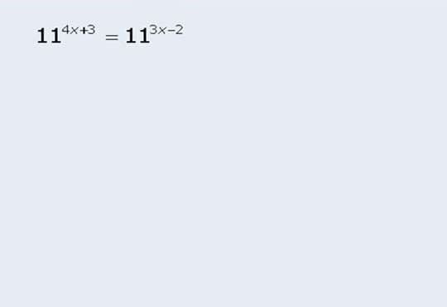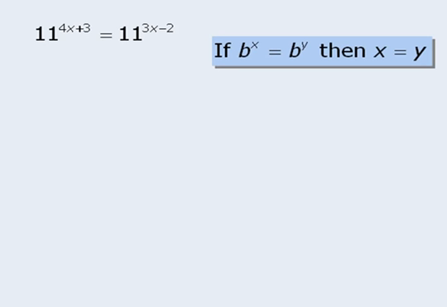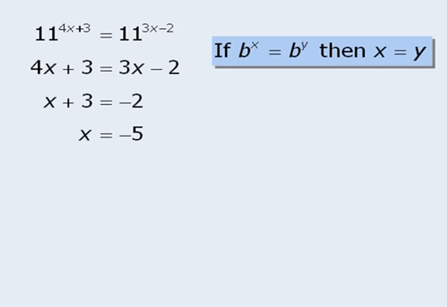Well, we happen to have a nice rule that says if b to the power of x equals b to the power of y, then the exponents x and y must be equal. So if 11 to the power of 4x plus 3 equals 11 to the power of 3x minus 2, it must be true that the two exponents here are equal. From here we can solve this relatively easy equation to see that x equals negative 5.